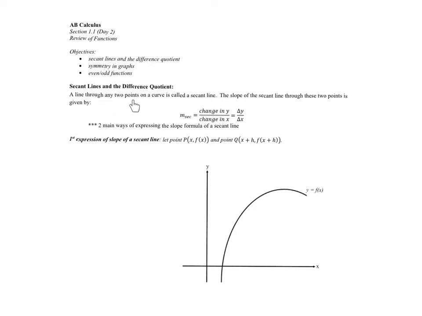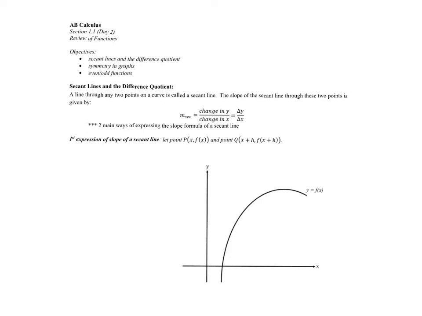A line through any 2 points on a curve is called a secant line. The slope of the secant line through those 2 points is given by the following. This notation means slope, m meaning slope, sec meaning secant line: change in y over change in x, which can be referred to as delta y and delta x. There are 2 main ways to express this. Here is the first expression for finding the secant line given 2 points.